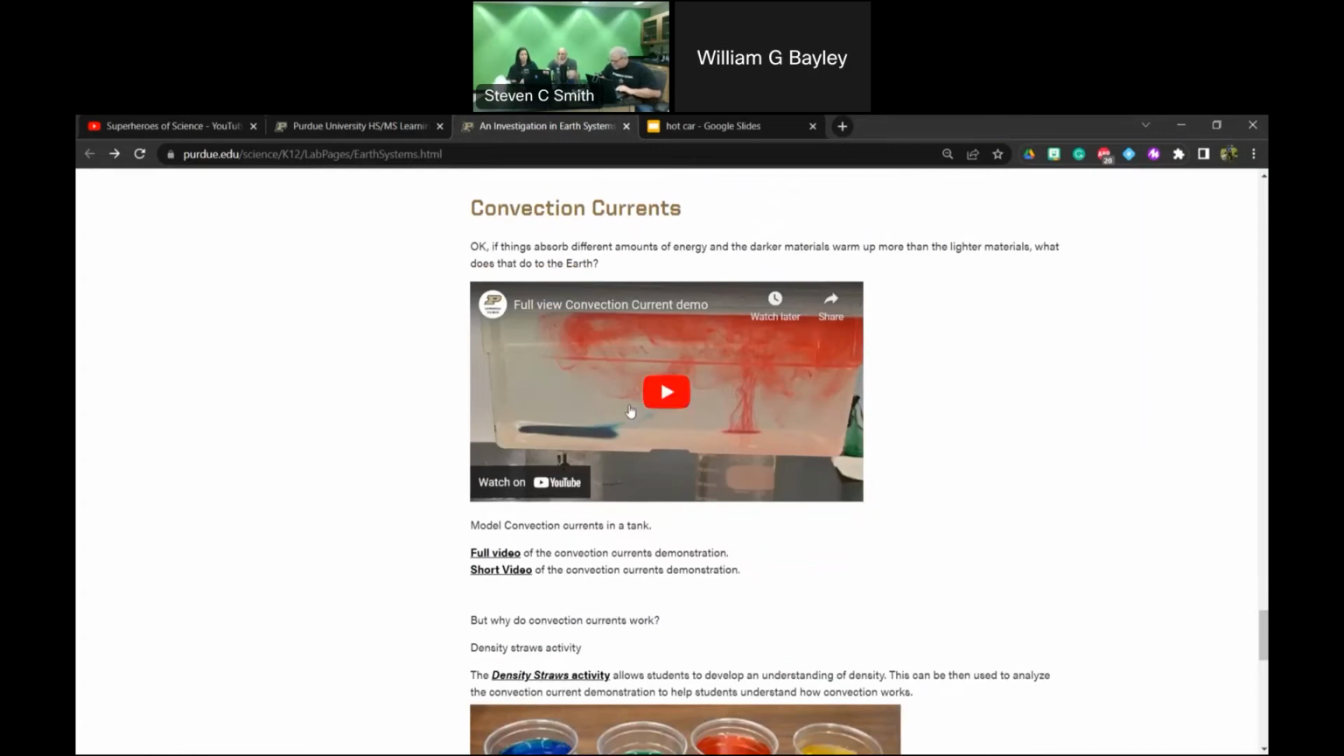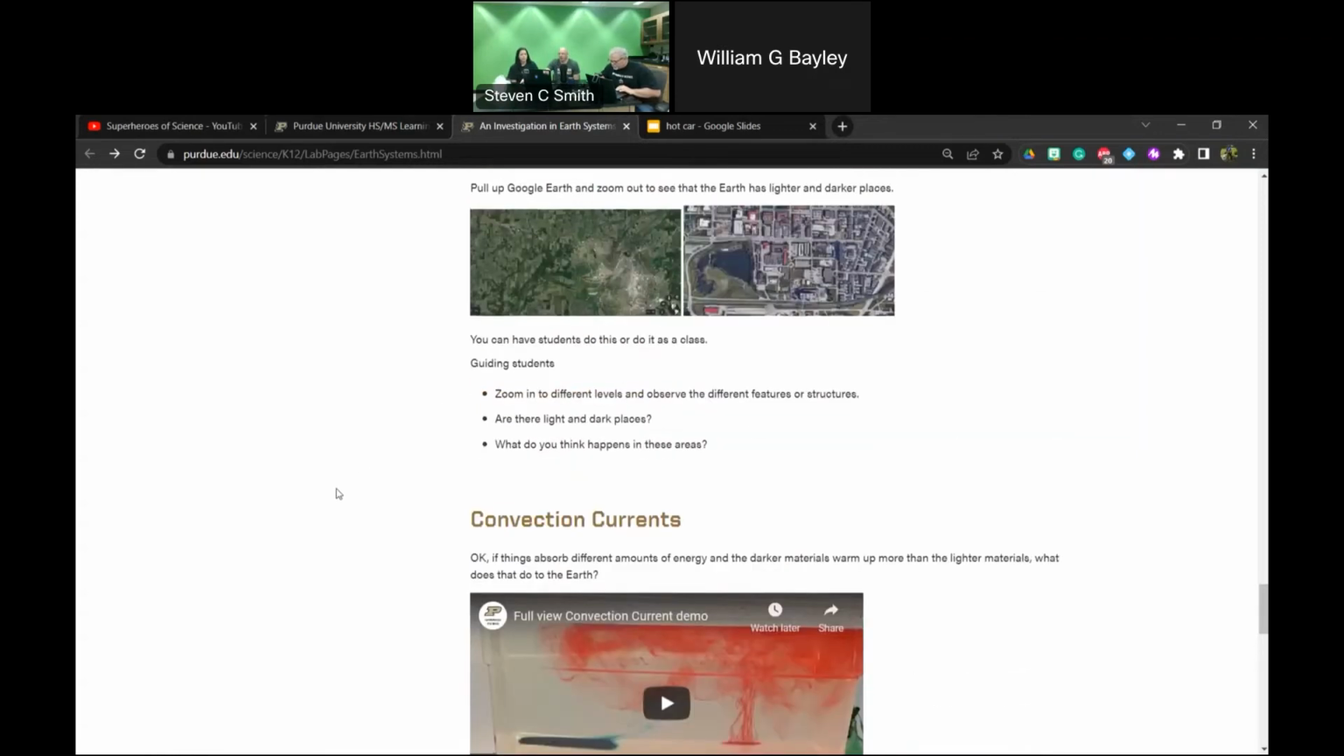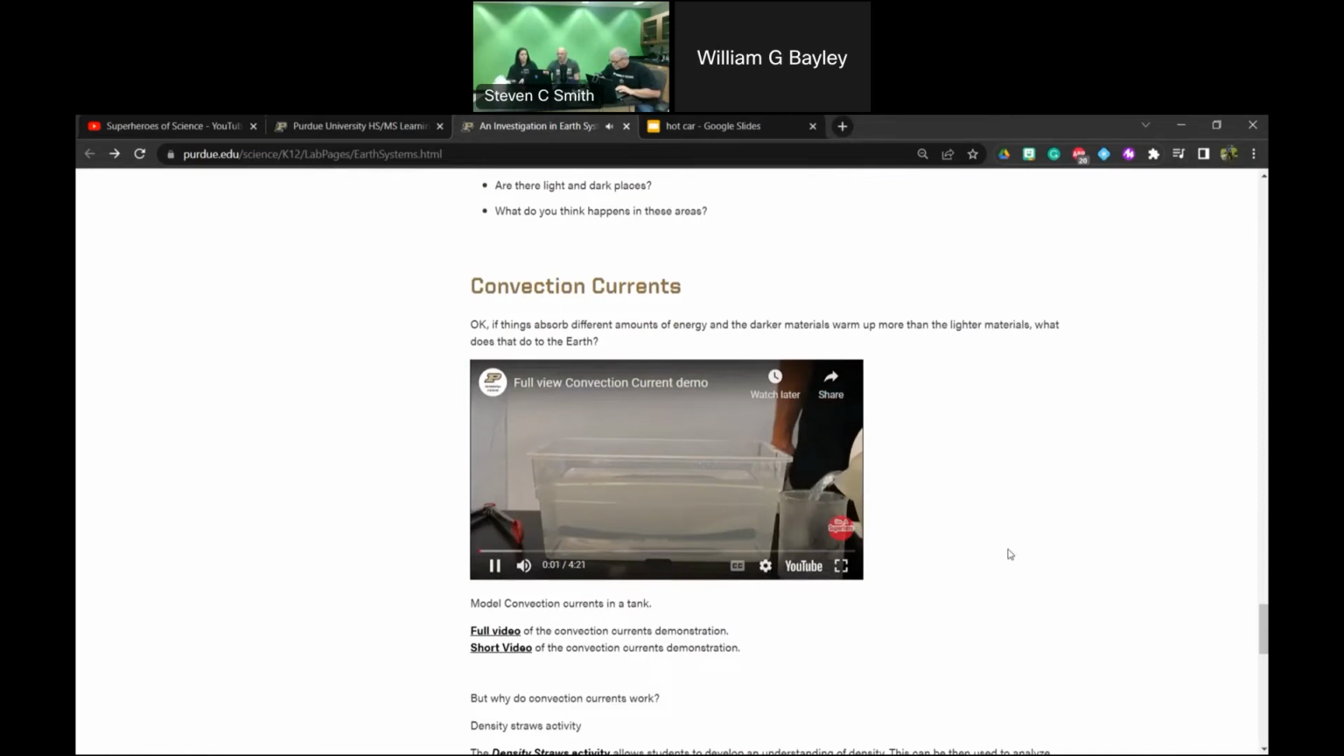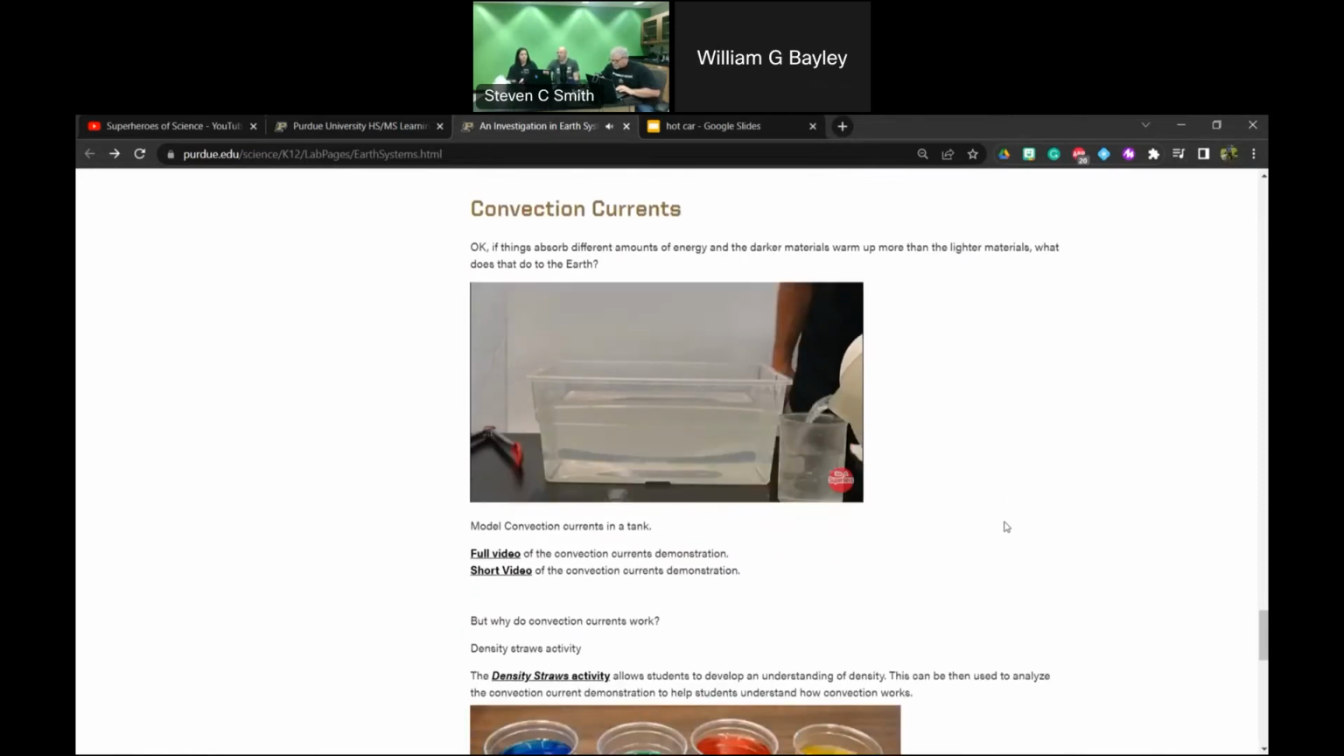And then from albedo, we go into convection currents, because now we have some places warming up faster than other places. So what happens with those hot spots? Well, basically we're introducing weather at this point. And we have the convection currents.